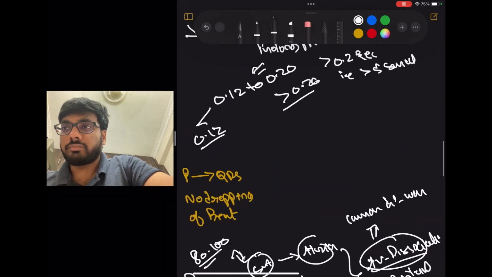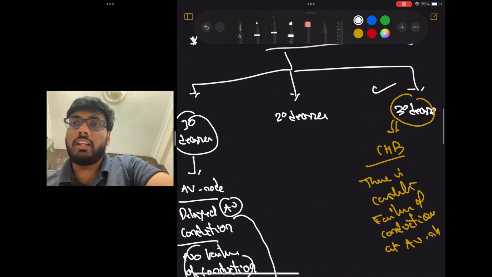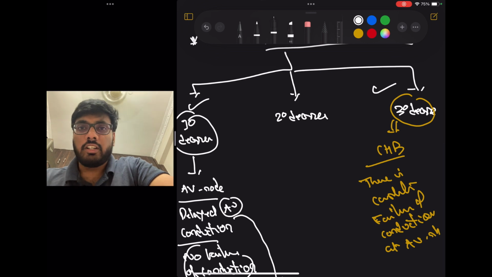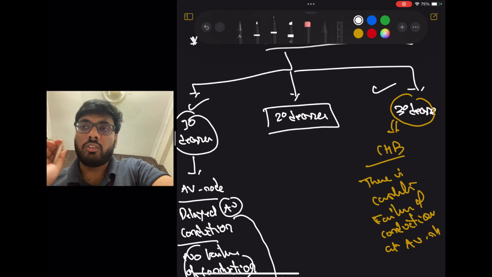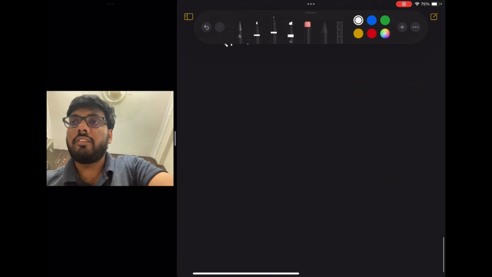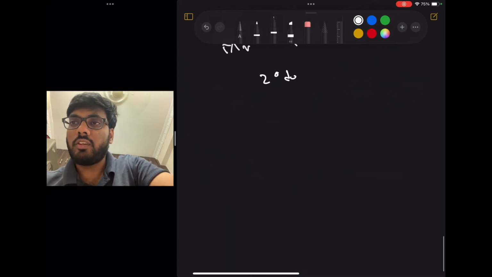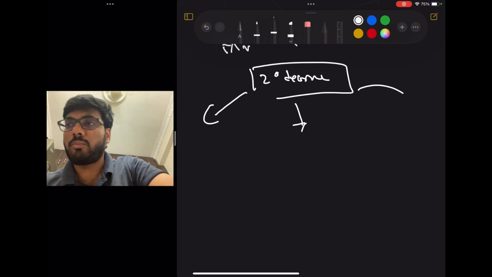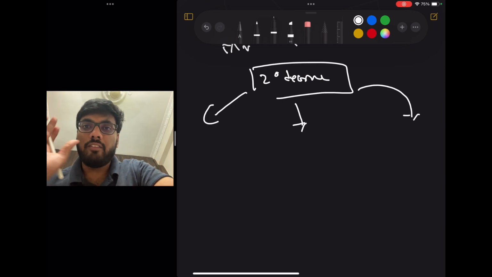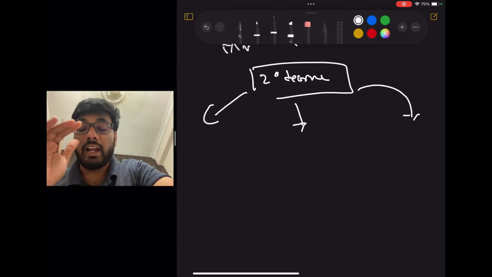Okay. So we are done with third degree heart block. We are done with first degree AV nodal block as well. Now we are left with second degree AV nodal block. Okay. So we discussed regarding the second degree AV nodal block. What are the different types of second degree AV nodal block? We know we have Mobitz type 1, Mobitz type 2, and we have high degree AV nodal block.